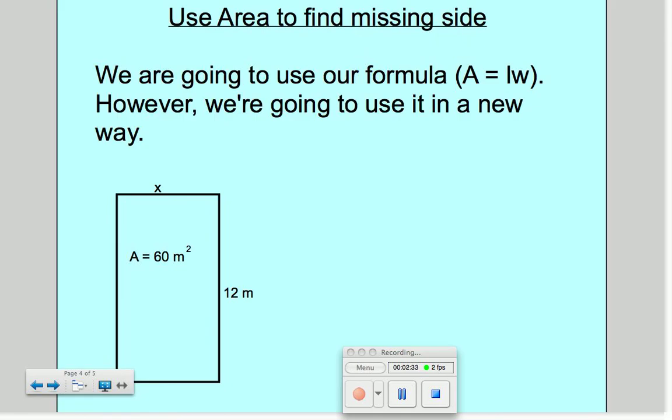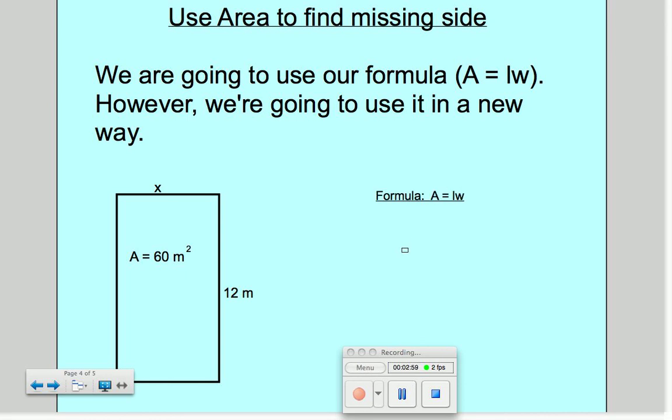We can also use our area formula, area equals length times width, in different ways. For example, in this example, we know that the area of the rectangle is 60 square meters. We happen to know that the length is 12 meters, but we're still not sure what the width is. We can use the formula A equals L times W to unlock this mystery.